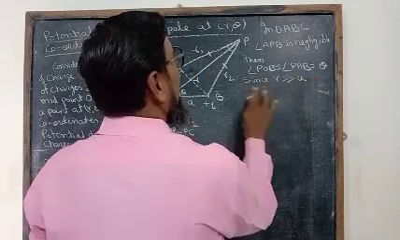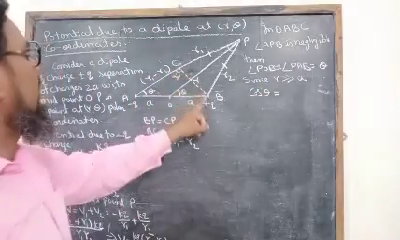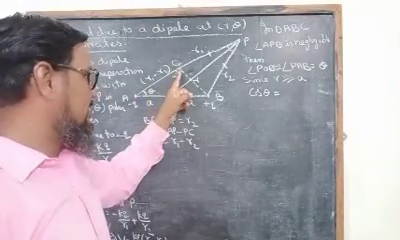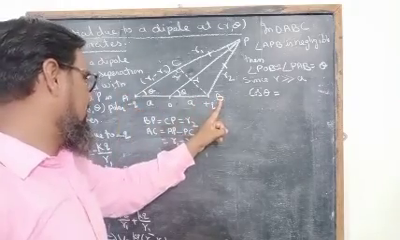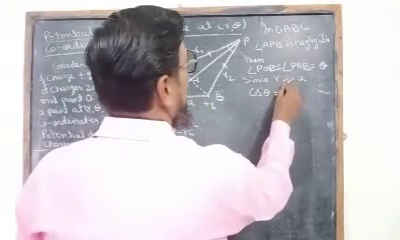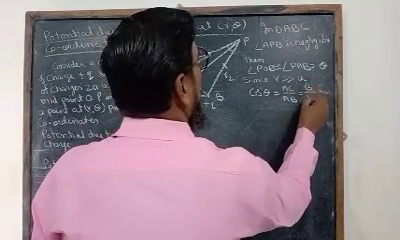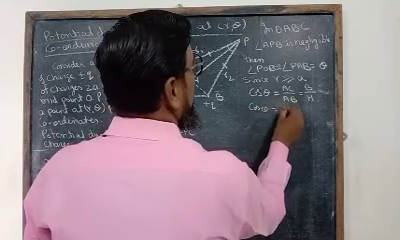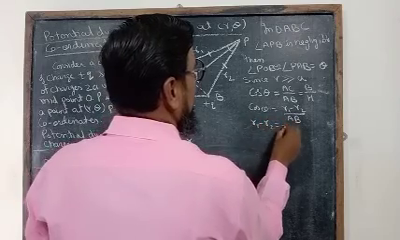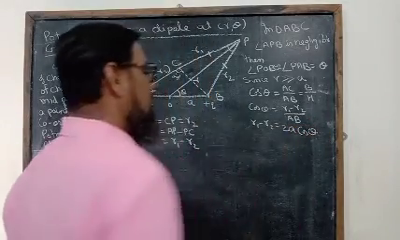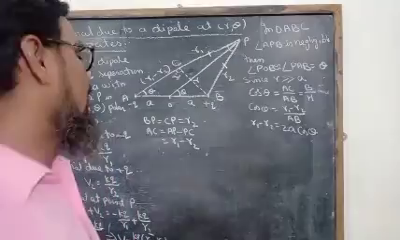So in triangle ABC, this angle is theta and this angle is 90 degrees. Cos theta is base upon hypotenuse, AB is hypotenuse, AC is base, so cos theta is equal to AC upon AB, that is R1 minus R2 upon AB, or R1 minus R2 is equal to 2A cos theta. So the value of R1 minus R2 we have calculated, and it is 2A cos theta.